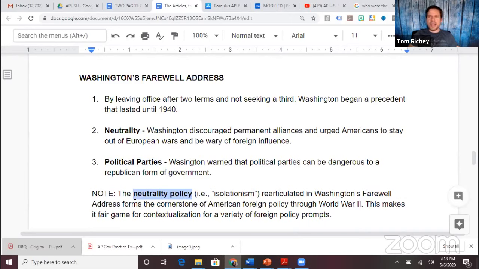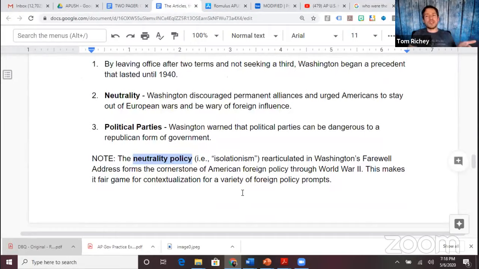Nobody ever says, hi, I'm Tom Richey and I'm an isolationist, all right? This is something you would say like, I'm Tom Richey and I believe in the principle of neutrality. And then somebody who is more interventionist would say, Tom Richey is an isolationist, okay? One of those bad isolationists. So with that, just understand that isolationism is typically going to be a pejorative term there, okay?